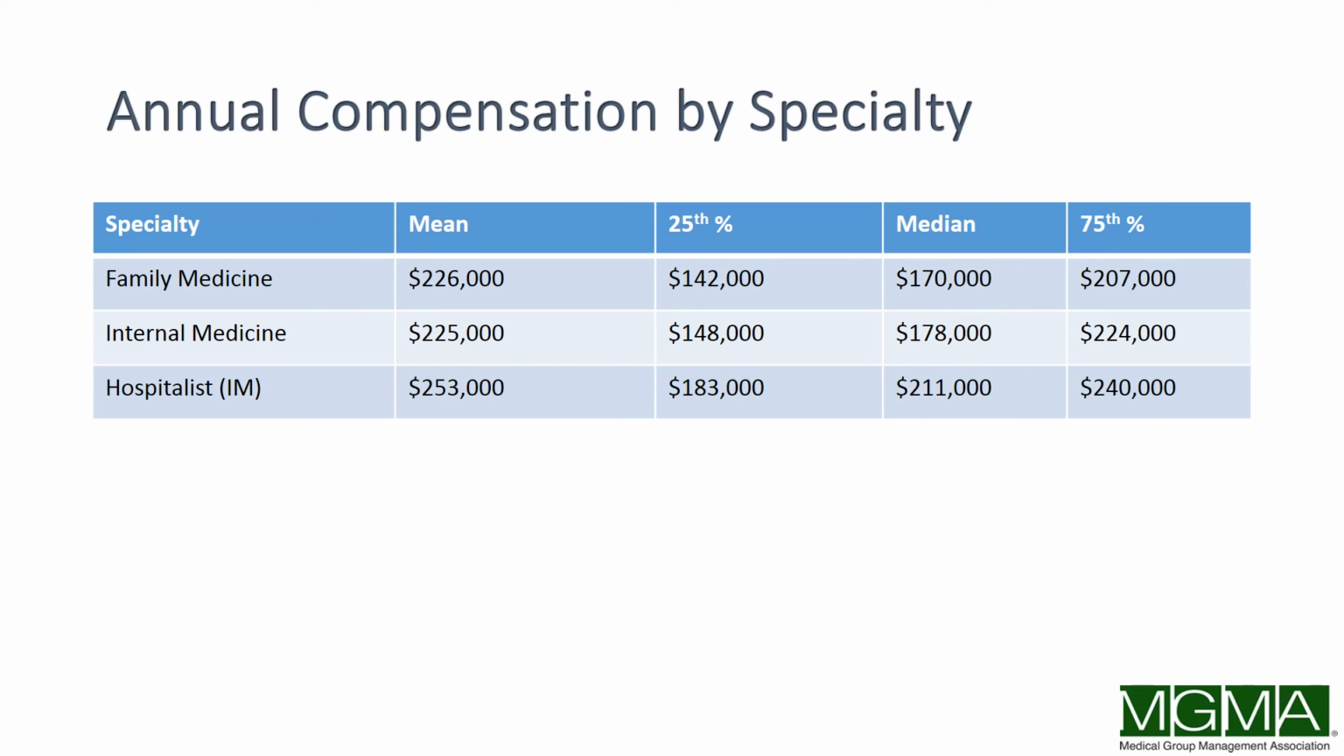When you look at compensation by specialty, mean compensation for family medicine is $226,000, internal medicine $225,000, but when you look at the hospitalists, mean compensation is a bit higher at $253,000, and this likely reflects differences in practice expenses of an outpatient practice versus an inpatient-only practice, and a high demand for physicians who are willing to work nights and weekends in a hospital environment.